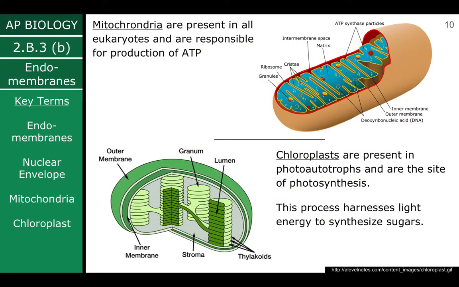All right, our next organelle we want to talk about is our mitochondria, which are present in all eukaryotes and are responsible for the production of ATP. That process we know is called cellular respiration. All right, and then we have our chloroplasts. The chloroplasts are present in photoautotrophs, so things that can take light and turn that into energy or into sugars, and it is the site of photosynthesis.